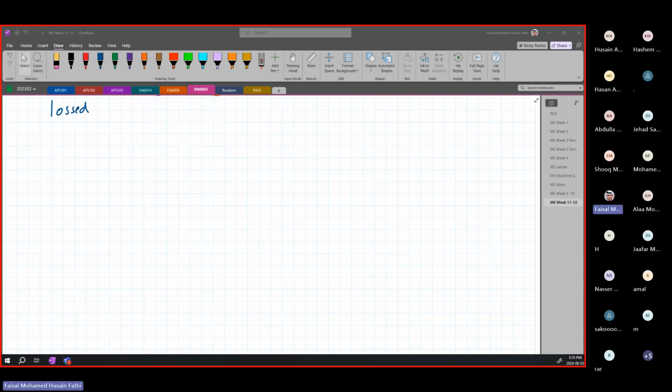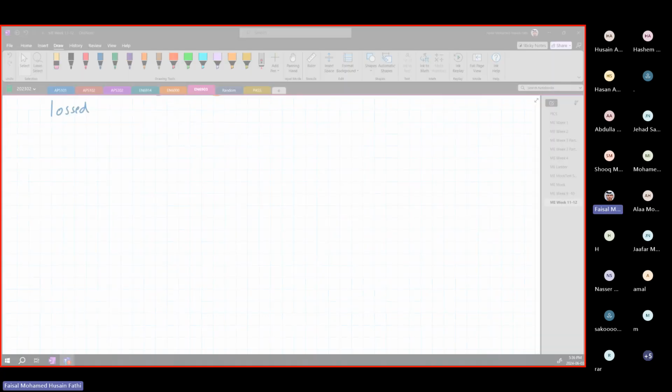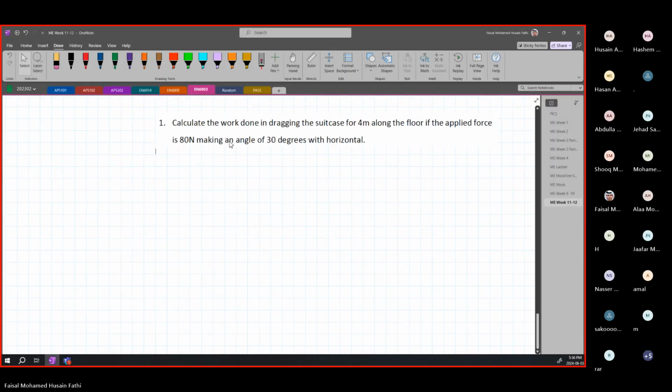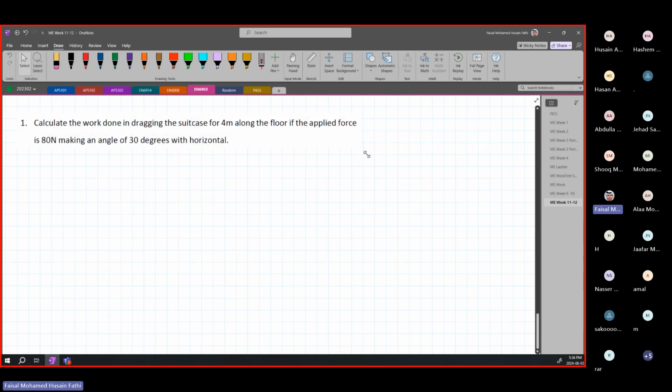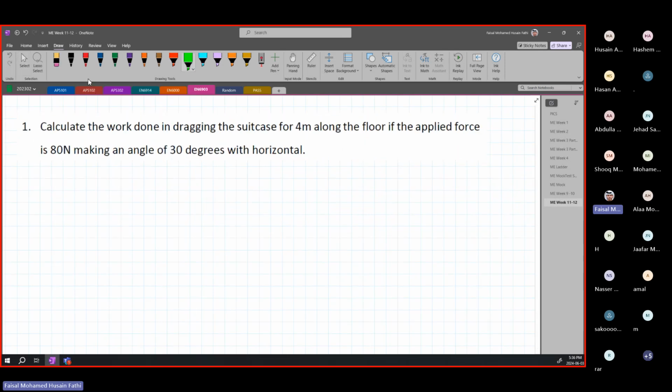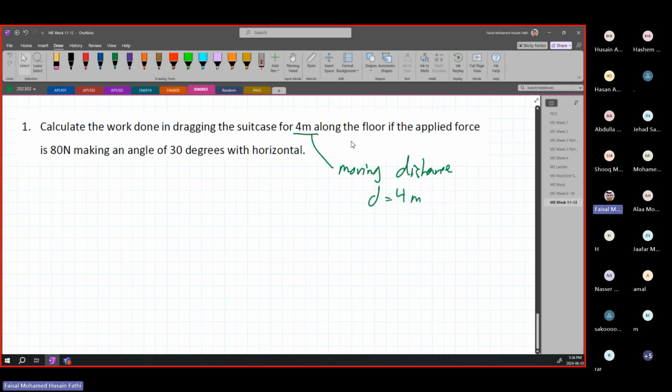Let's look at the worksheet. Okay, let's start simple. So, calculate the work done dragging a suitcase for 4 meters. So first things first, we have our moving distance. This is our moving distance. All right, which is 4 meters. D is equal to 4 meters. Along the floor, if the applied force, so the applied force is 80 newtons.